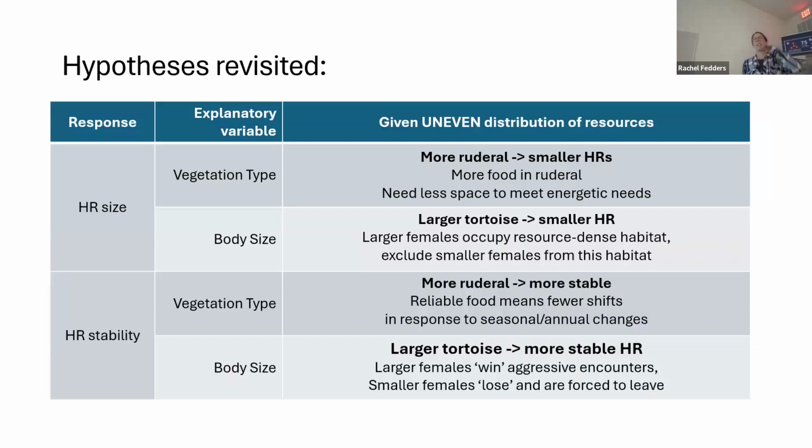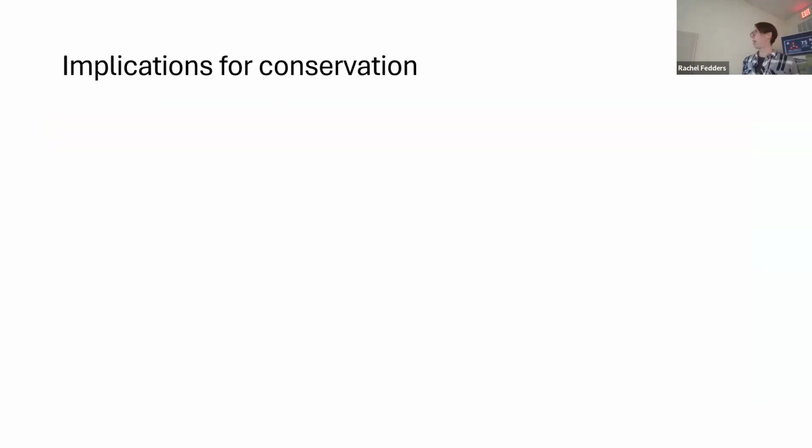So where does this leave our hypotheses? As expected, home ranges with a greater proportion of ruderal habitat were smaller than those with more scrub or sandhill vegetation. We did not find a significant relationship between body size and home range size. As expected, home ranges containing more ruderal habitat were more stable over time, and larger tortoises had more stable home ranges.